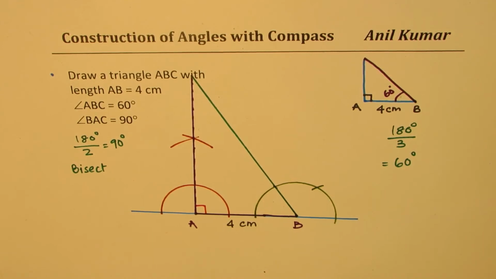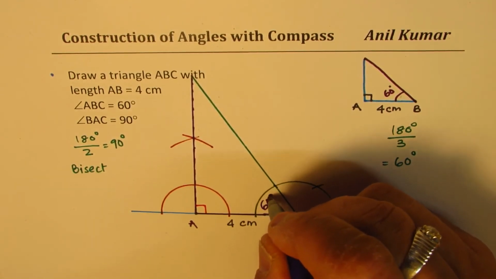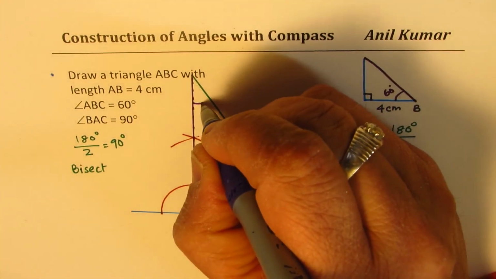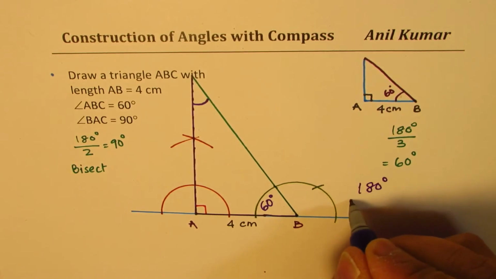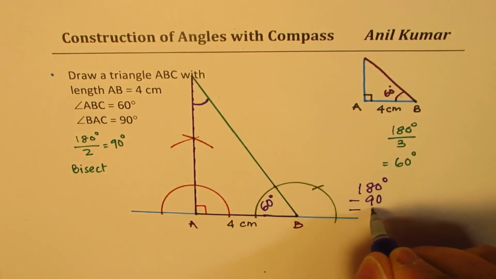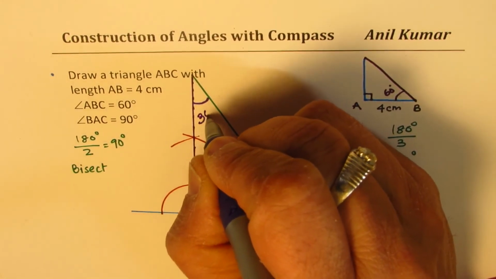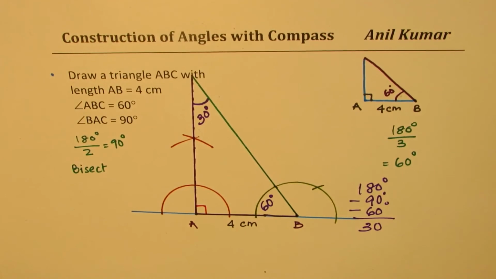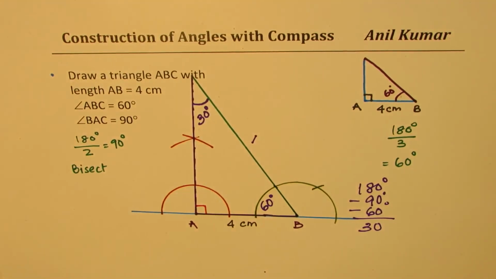Perfect. So this time we do have a 60 degrees here. What should be this angle? Can you tell me? Well, that angle should be 180 degrees minus 90 degrees and minus 60 degrees. And that is definitely 30 degrees, correct? So this angle you will get as 30 degrees. Perfect. One side is 4 centimeters. What should be the length of this side? Can you guess?